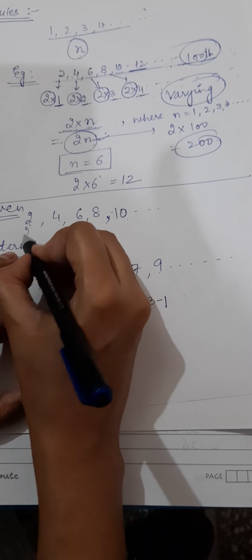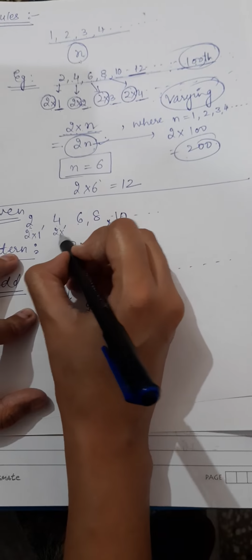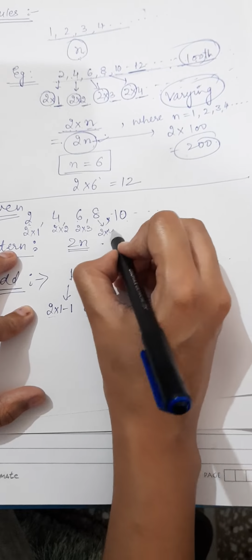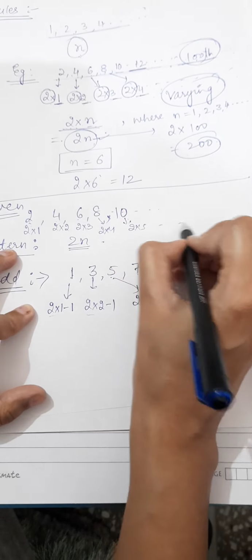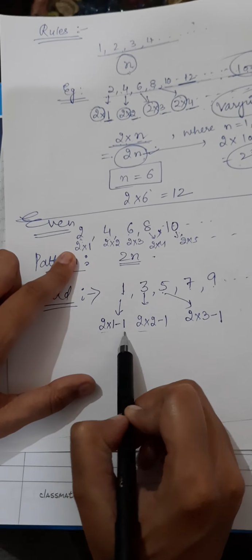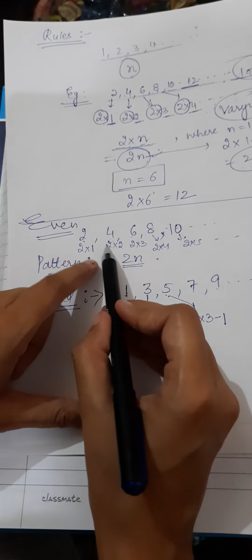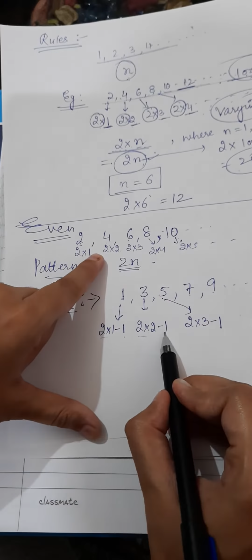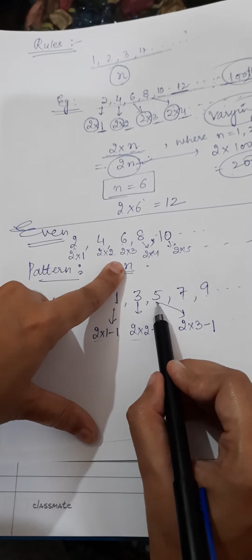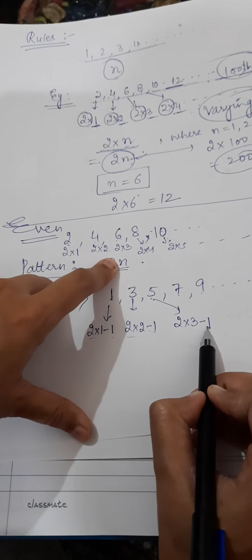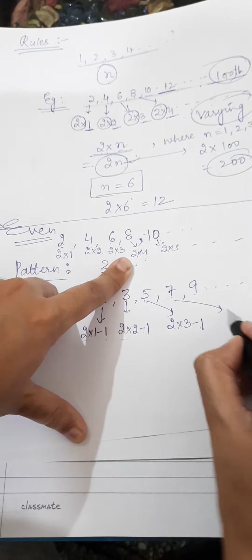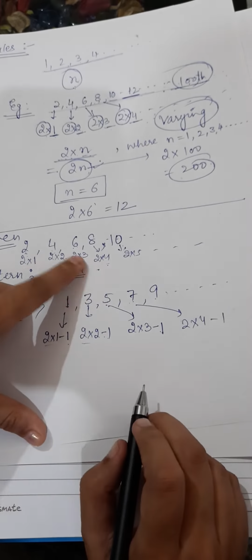Because this was 2 into 1, this was 2 into 2, this was 2 into 3, this was 2 into 4, this was 2 into 5 and so on. And from each of these I was subtracting only 1. From 2 into 1, I got 1. From 2 into 2, subtracting 1, I got 3. From 6 I subtracted 1 and got 5, so 2 into 3 minus 1. Next was 2 into 4, 8 minus 1, so I get 2 into 4 minus 1.